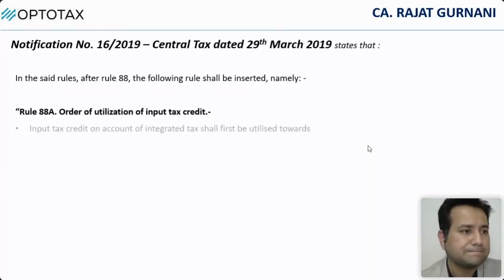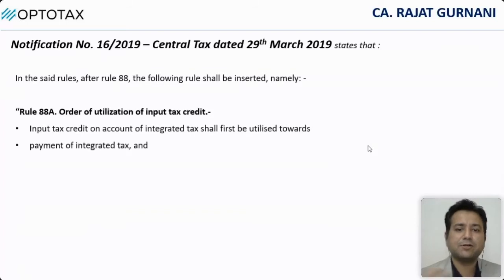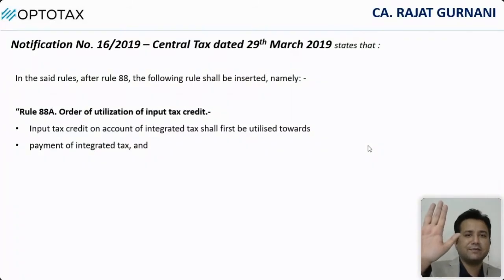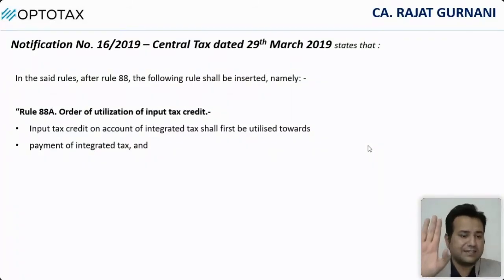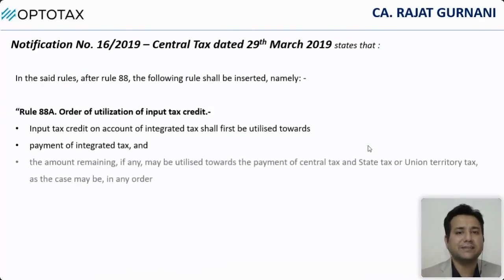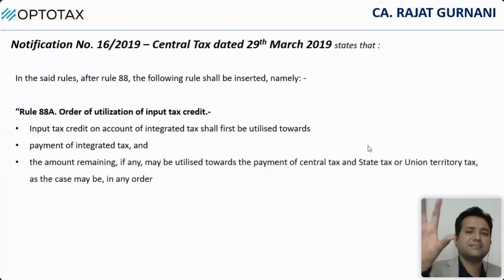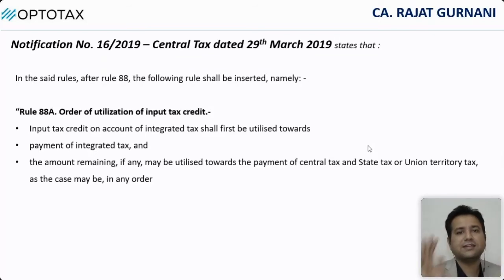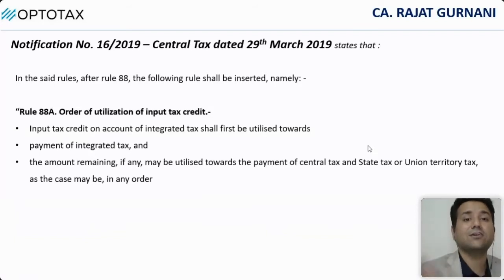What does it say? It says input tax credit on account of integrated tax shall be first utilized towards payment of IGST. So IGST credit shall be first utilized against IGST liability, right? And the amount remaining, if anything remains in your IGST credit ledger, may be utilized towards the payment of CGST or SGST or union territory tax, as the case may be, in any order. In any order.